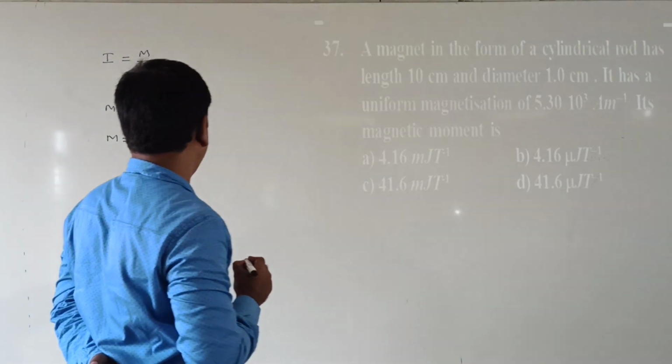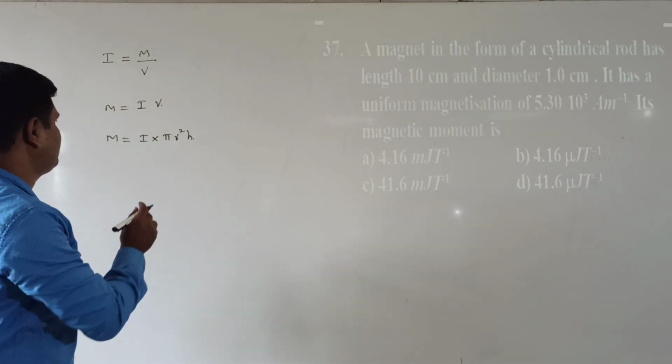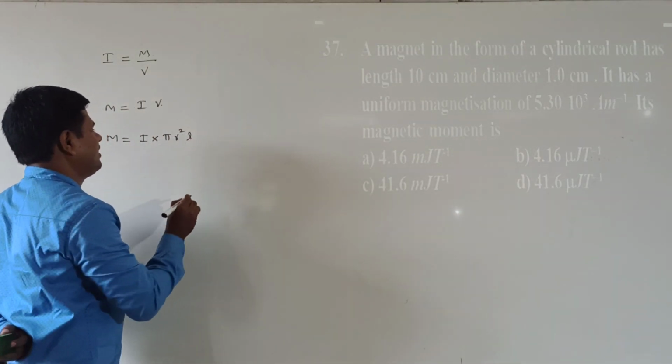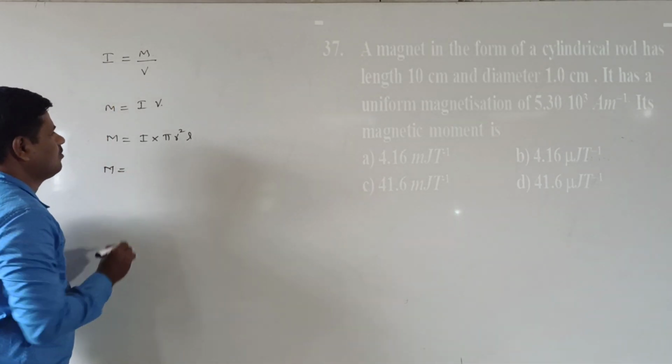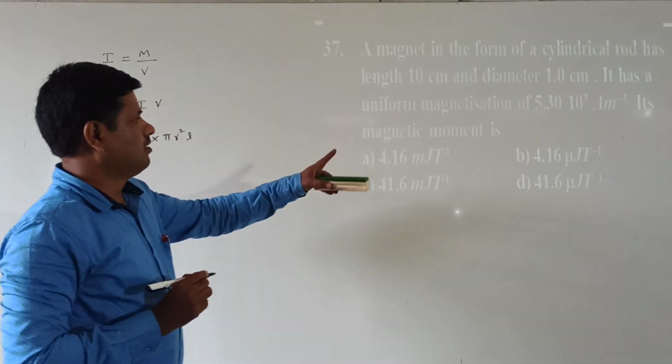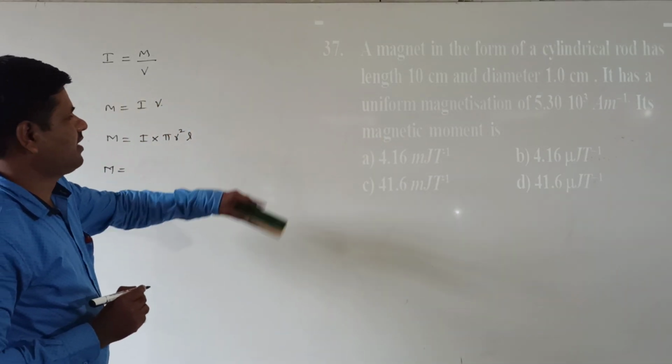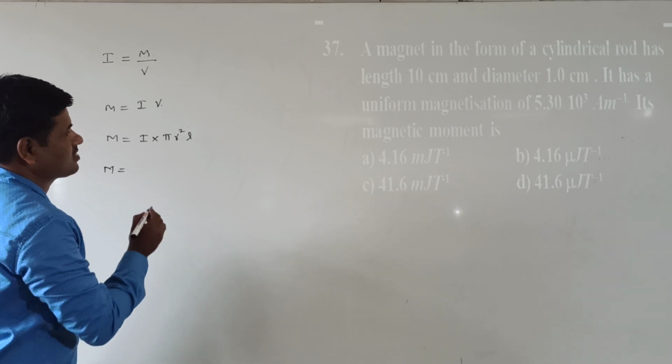Now, length and what is here? Diameter. The volume is nothing but pi r square L, and the length is given. Now, this is the magnetic moment. It has uniform magnetization, and the intensity of magnetization is given.